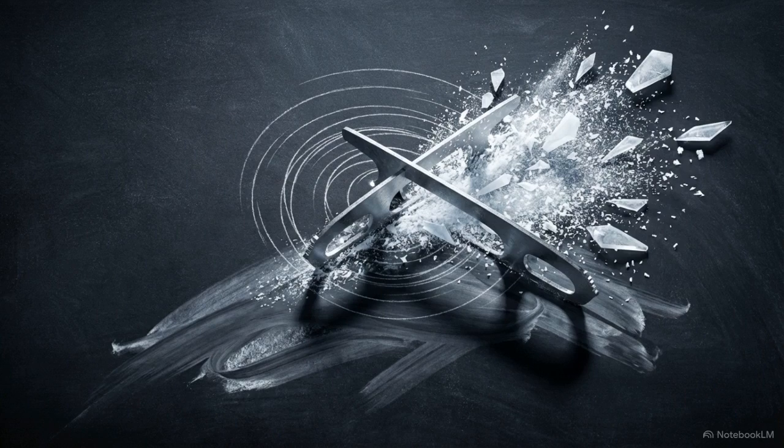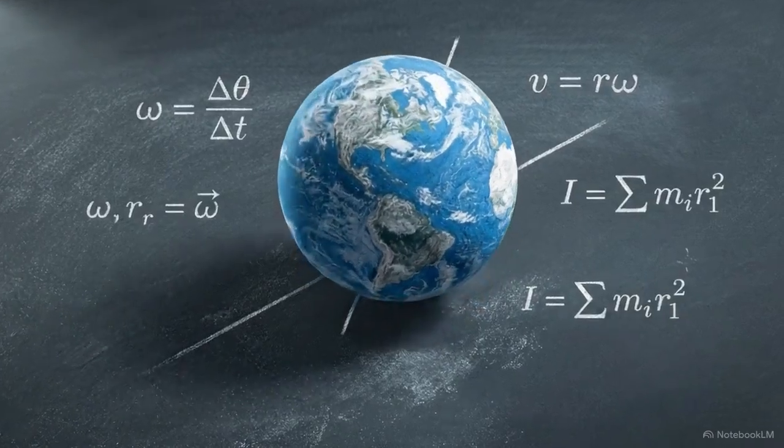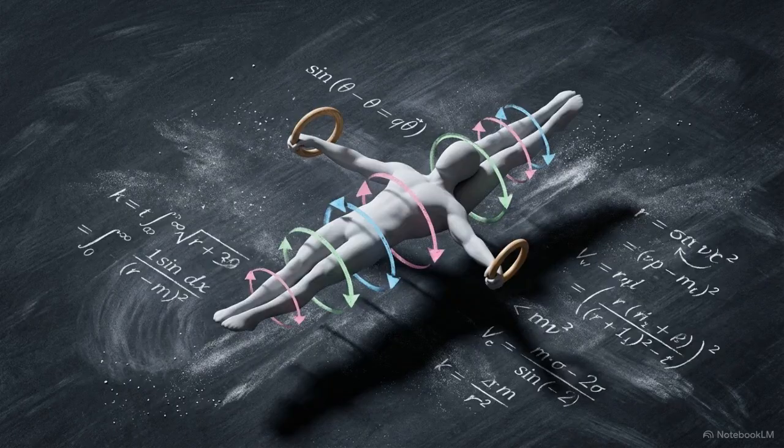By learning how to translate straight lines into angles and mapping how mass distribution controls momentum, you possess the exact mathematical language required to decode the entire spinning universe.